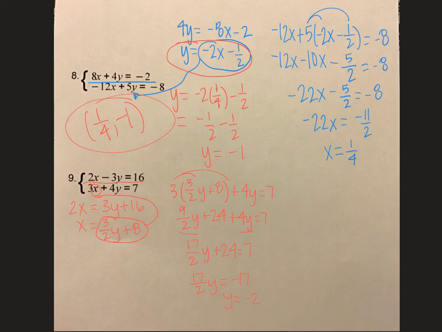And then I'm going to plug that negative 2 back into this equation where I solved for x. So 3/2 times negative 2 plus 8, 3/2 times negative 2 is going to give me negative 3 plus 8 is going to give me 5. So I write that as an ordered pair and end up with 5, negative 2. And hopefully you ended up with that as well.